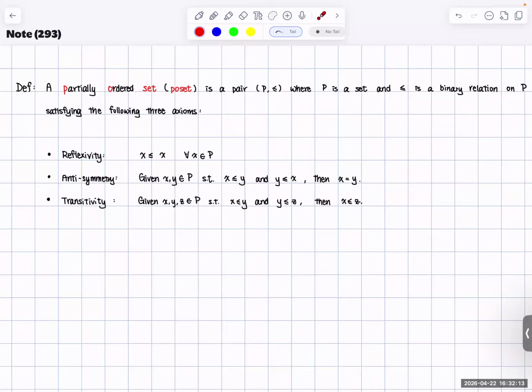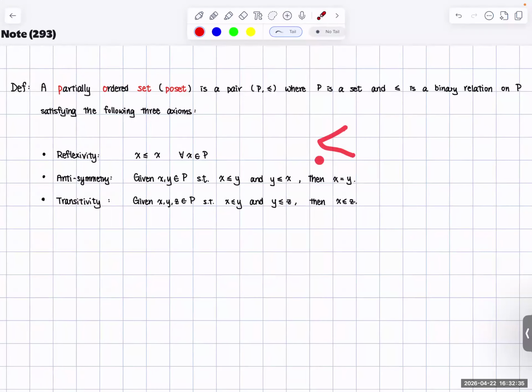Anti-symmetry says that if you have x less than or equal to y and y less than or equal to x, then the two things have to be equal. And transitivity means that if you have three things, and x is less than or equal to y and y is less than or equal to z, then x is less than or equal to z. If I write less than without the line, that just means it's not equal. I can also use this notation or that notation, whichever we're usually comfortable with.